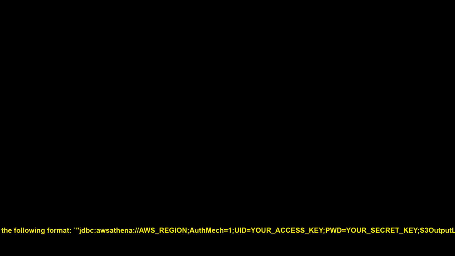Establish a connection string using the following format: jdbc:athena://AWS_region, auth mec. Replace AWS_region, your_access_key, your_secret_key, and S3 output.